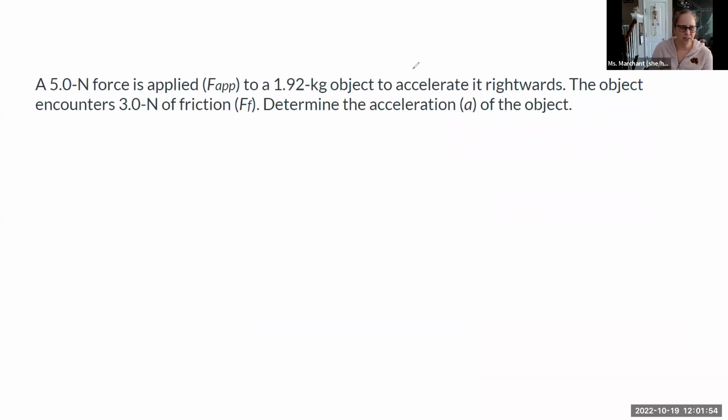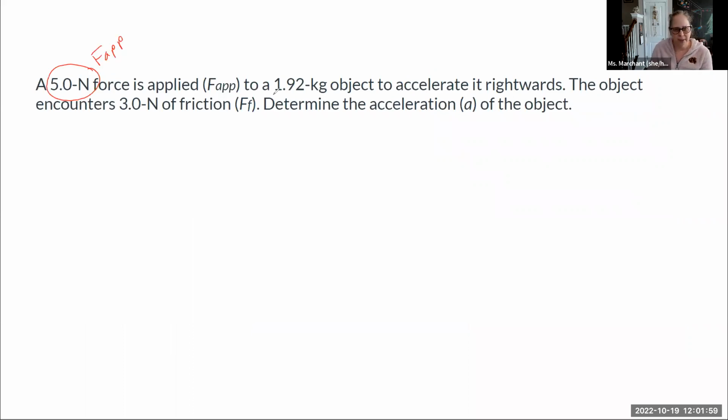A 5 Newton force is applied. So we know this is force applied to a 1.92 kilogram object. That's its mass. To accelerate it rightwards. Acceleration is going to be to the right. Acceleration is not equal to 0, which means we are going to have a net force in the x direction. How do I know it's x? Because we're accelerating rightward. Left and right would be that x direction. The object encounters a 3 Newton force of friction. So that's the force of friction.